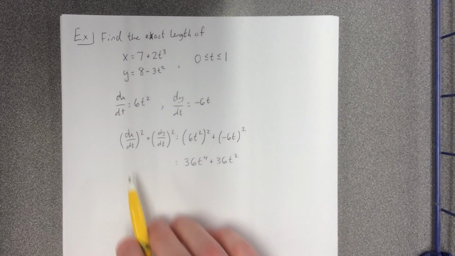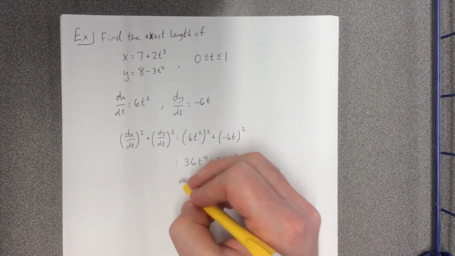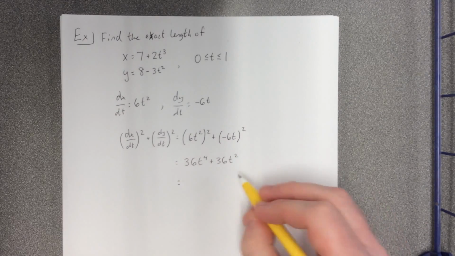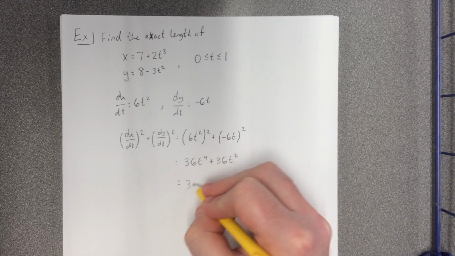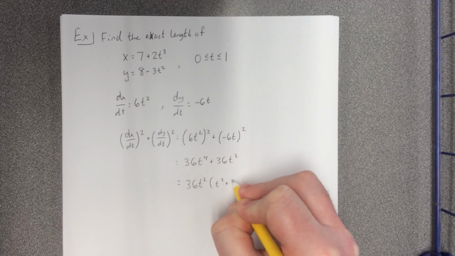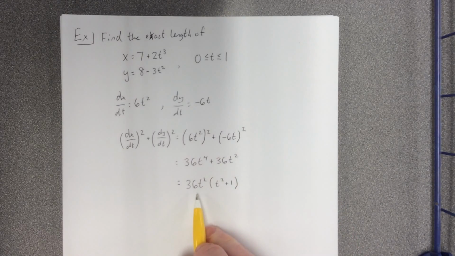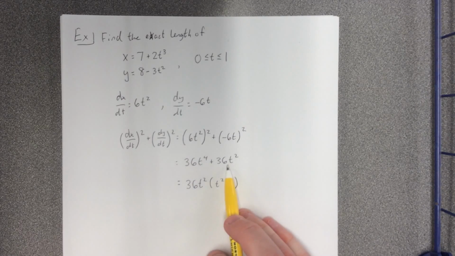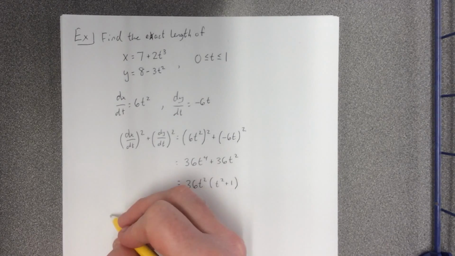Now, in anticipation of what I'm about to do, which is take a square root of both of these things, I am going to factor out a common factor. I'm going to factor out the largest perfect square that I can. The largest perfect square that I can factor out would be 36t squared. From 36t to the fourth, that would become t squared, and from 36t squared, that would become plus 1.